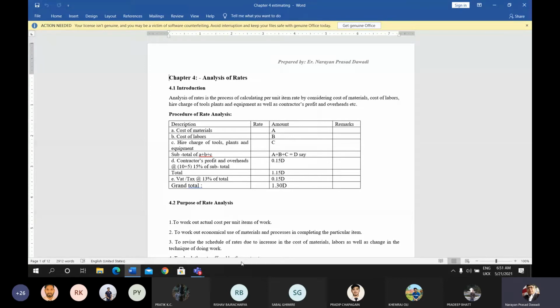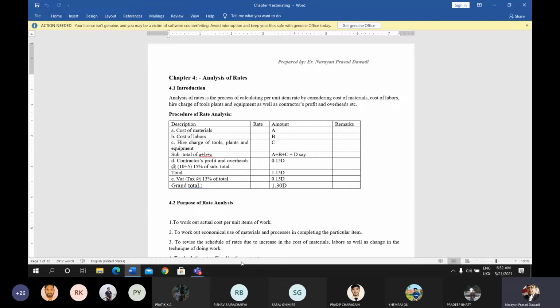In this way, we prepare the analysis of rates. The total cost per unit item is calculated as 1.30 D. After doing the rate analysis, you may understand what I am showing here. You may be able to understand what I am showing here after doing the rate analysis of any item. You can know what is being done in this procedure of rate analysis.